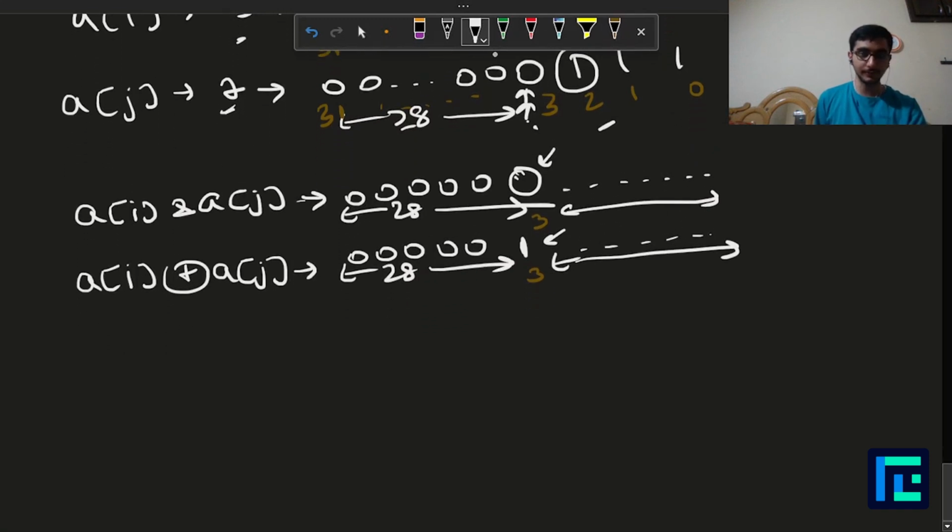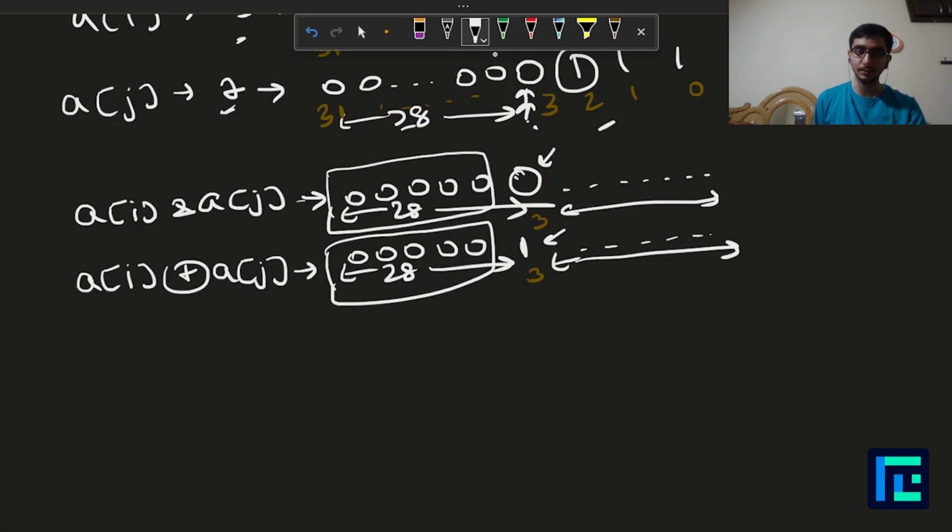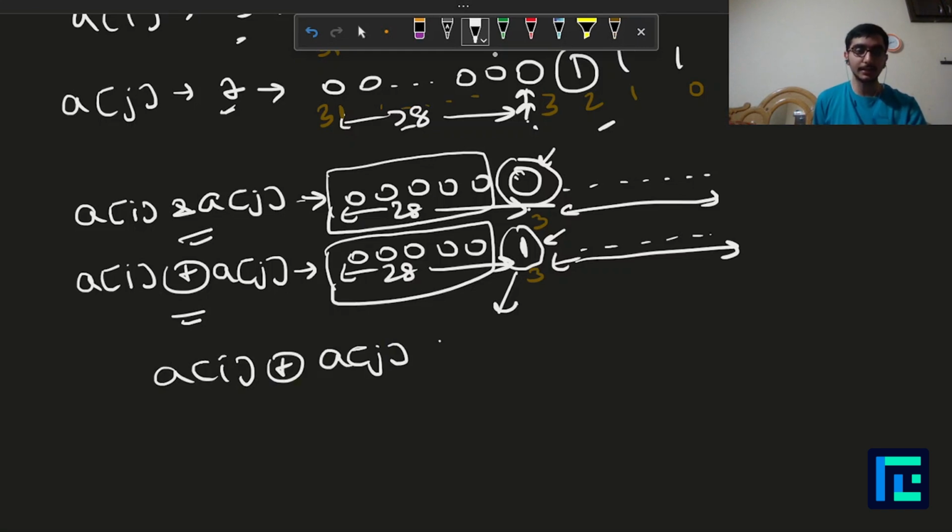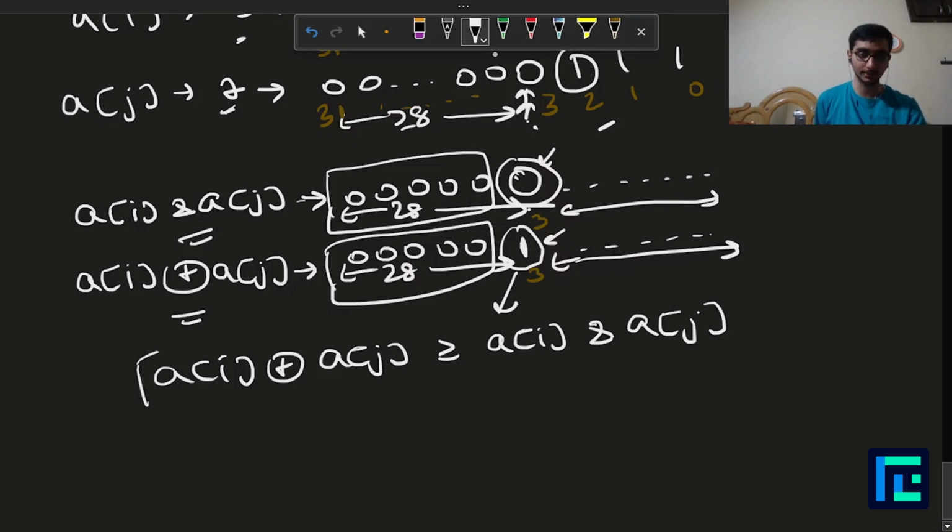Also, we can see now that for the first 28 bit positions from left to right, they both are the same. So the first position where these two numbers differ is the third index, right? And for the third index, there is a 1 for the bitwise XOR and there is a 0 for the bitwise AND. So again, I can say that A of I XOR A of j would be greater than or equal to A of I bitwise AND A of j, right, from earlier theorems.